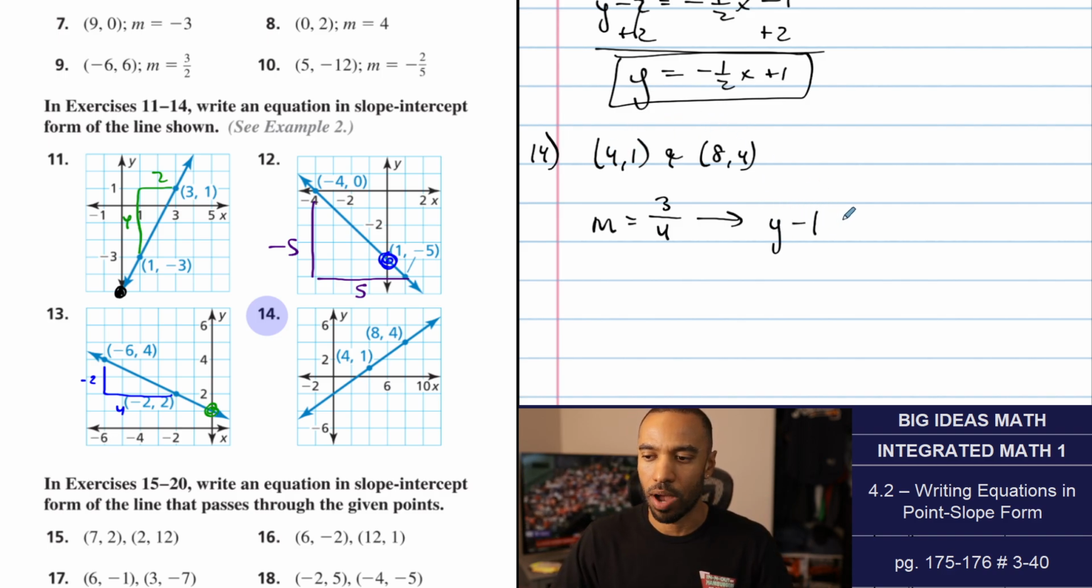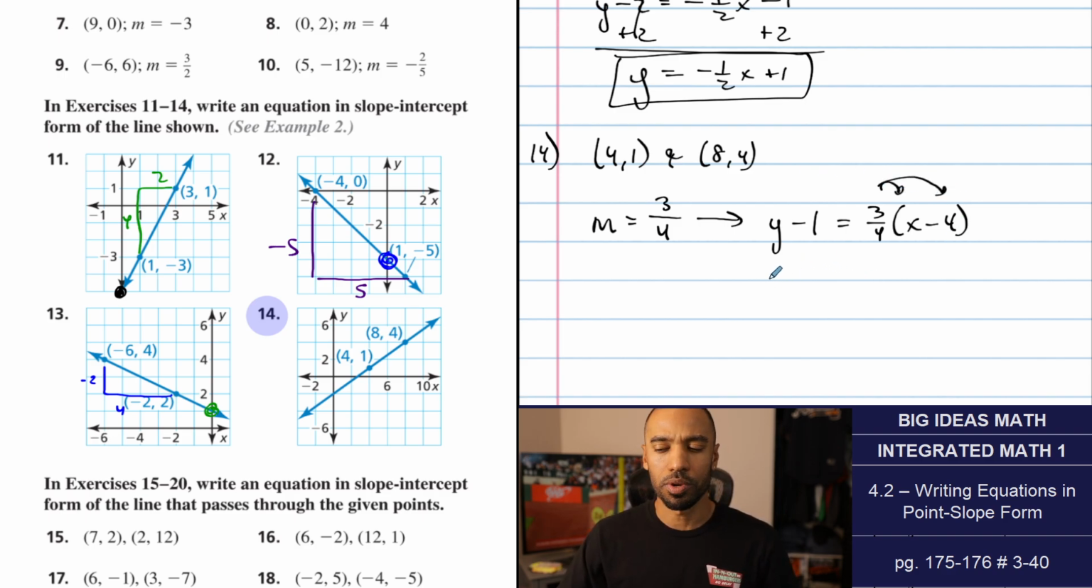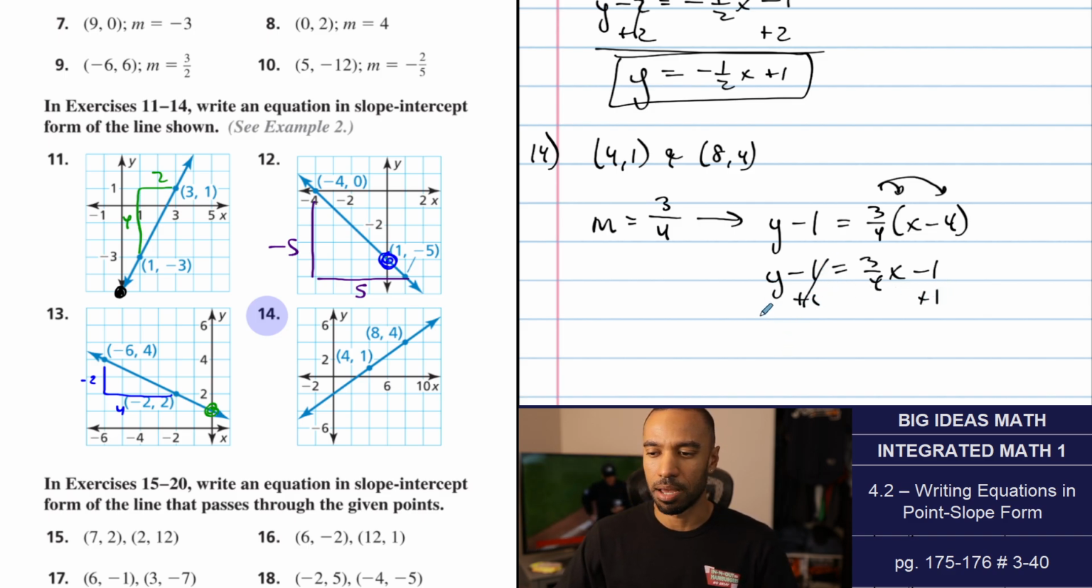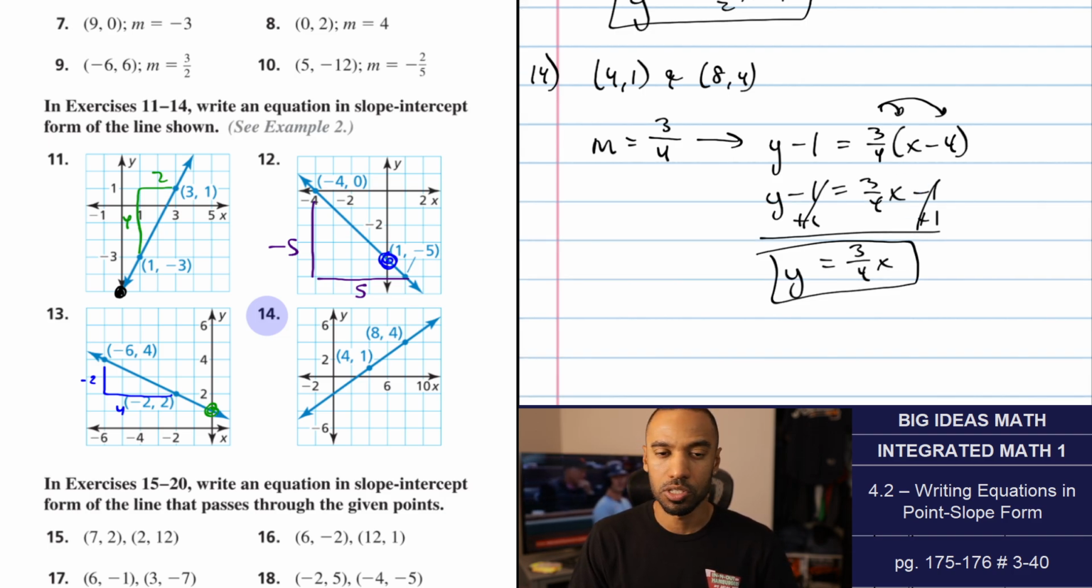So y minus y1 equals m times x minus x1. All right, good start. Let's distribute 3/4 into these two. What's 3/4 of 4? It's 3, right? 4 divided by 4 is 1 times 3 is 3. So 3/4 x minus 1. And we get to add 1 to both sides. And this becomes y equals just 3/4 x, because that cancels out as well. Y equals 3/4 x. That must mean our y-intercept is what? 0? Let's see if it's 0.